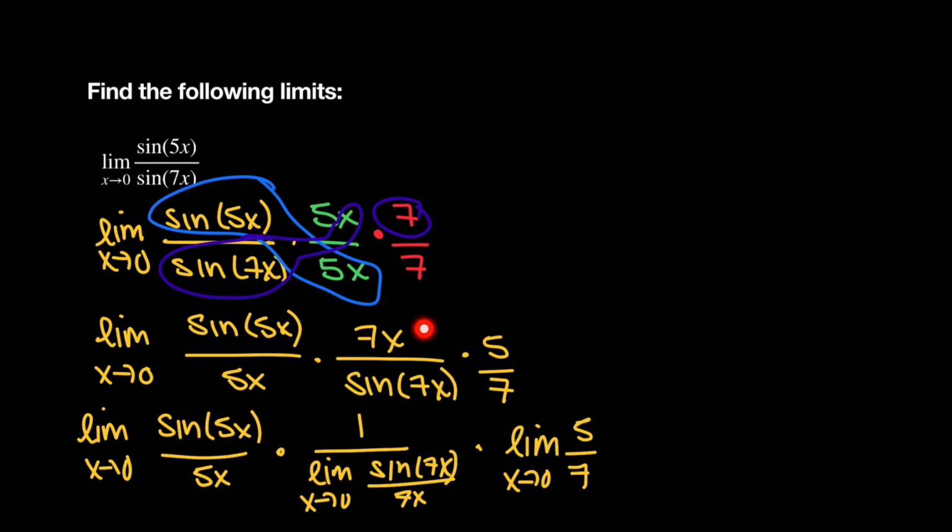The second piece, 7x divided by sine of 7x, that's actually the reciprocal of sine of 7x over 7x. And we know what the limit of sine of 7x over 7x is. That's also going to be 1. And then I'm left with 5/7, which is a constant. And if I take the limit of 5/7, I get 5/7. So final answer here, we're going to get 1 times 5/7. My final answer is 5/7.